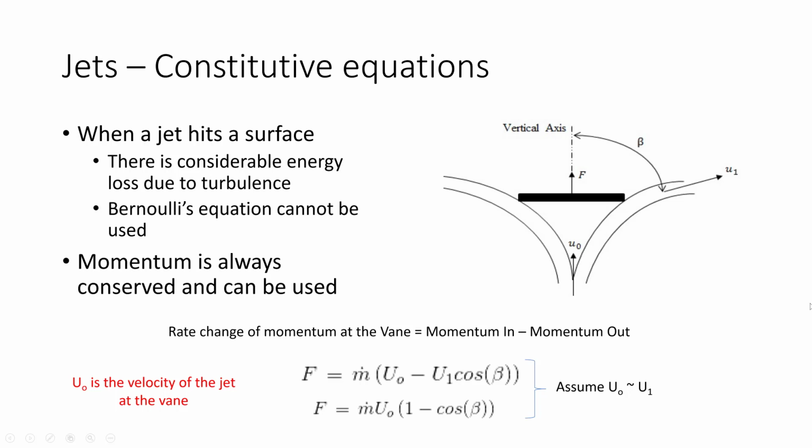And we say F is equal to m dot u naught, that is our momentum being delivered in, minus m dot u1 cos beta, which is the momentum that's being delivered out. So this is looking at forces that are acting on the vertical plane of that vane. If I assume that u naught is approximately equal to u1, then I can factor out that m dot u naught term and write that the force is equal to m dot u naught (1 minus cos beta). So this is our theoretical expression for the force that's acting on the vane.